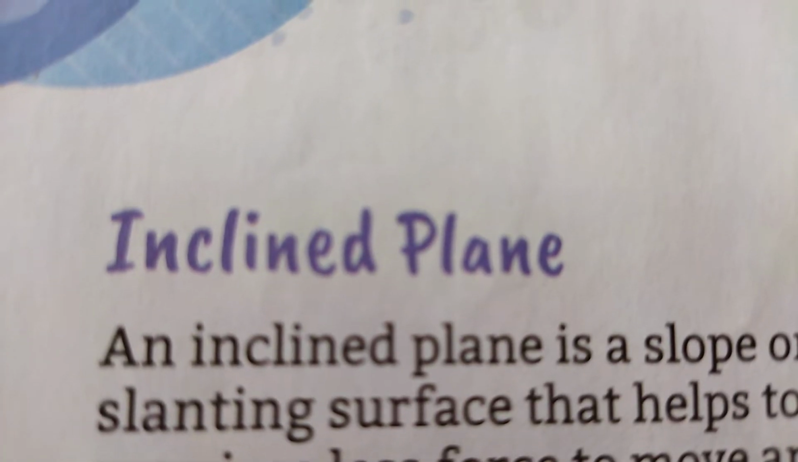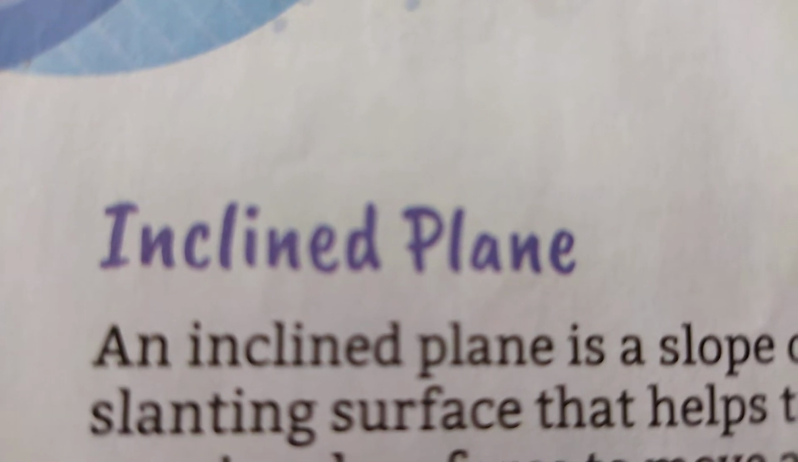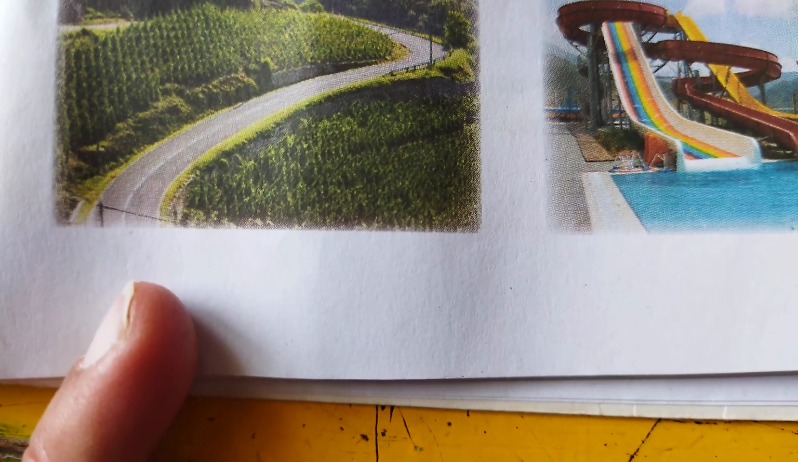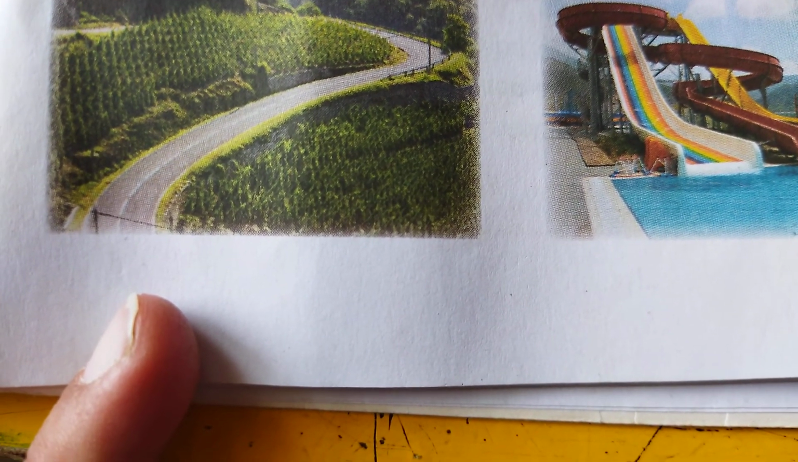Another type of simple machine is the inclined plane. An inclined plane is a simple machine with a flat surface, one end of which is higher than the other. It takes less force to move an object up along an inclined plane than it does to lift it straight up. Some examples are slides in a park and ramps in a hospital. Even sloping roads are examples of an inclined plane.